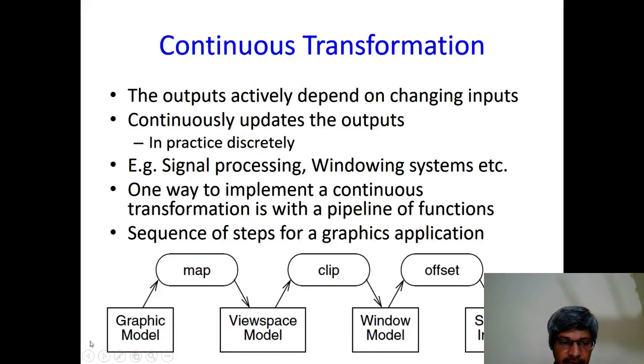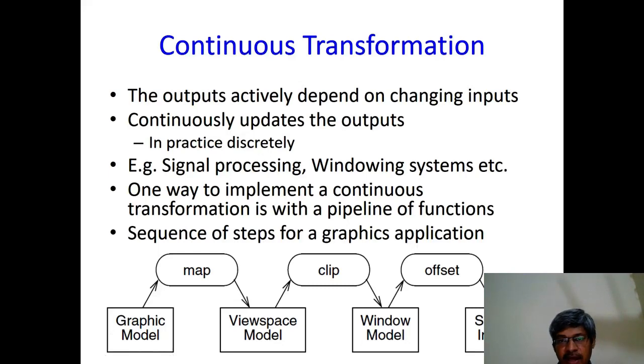Let's go by the same graphics model for the windows system. You have the graphics model, which has to be mapped with the view space model, and you will generate the view space model. Then you have to clip it to the window model, which generates the window model. Then you have this sort of offset, which gets you the screen image. So once you have the graphics model, you have to get the screen image and ultimately display it in the windows system. Here you can see it is a pipeline. Like batch transformation, which is done only once, in continuous transformation the input is regularly changing, and that is affecting the output.